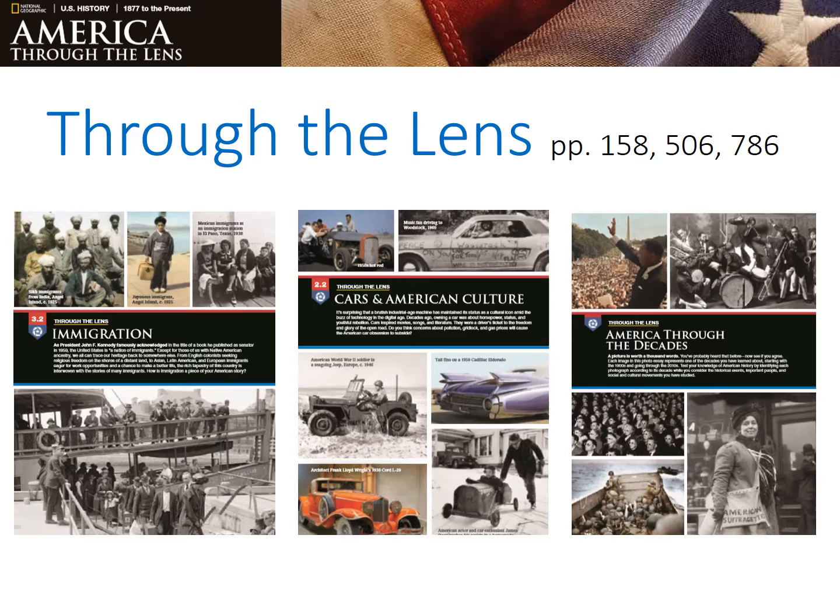The text also contains three through-the-lens special features. One is about immigration and the part it has played in U.S. history. In another, we take a look at American cars and their part in our culture. And finally, a look at America through the decades. You can pick one of these you're interested in and take a closer look.